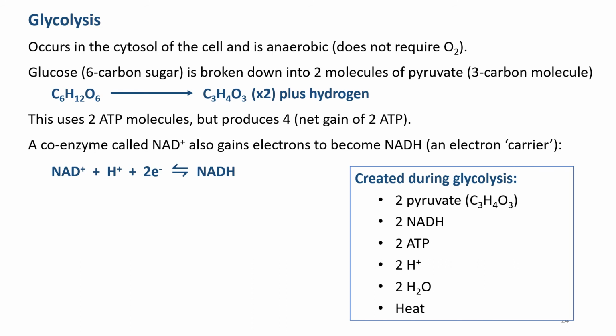So created during glycolysis then, 2 pyruvate, we're going to do something with those in a minute, 2 NADH, we will do something with those in the electron transport chain. 2 ATP, yeah, we could use that. 2H plus, also useful in the electron transport chain. 2 molecules of water and some heat. So that's what we create.